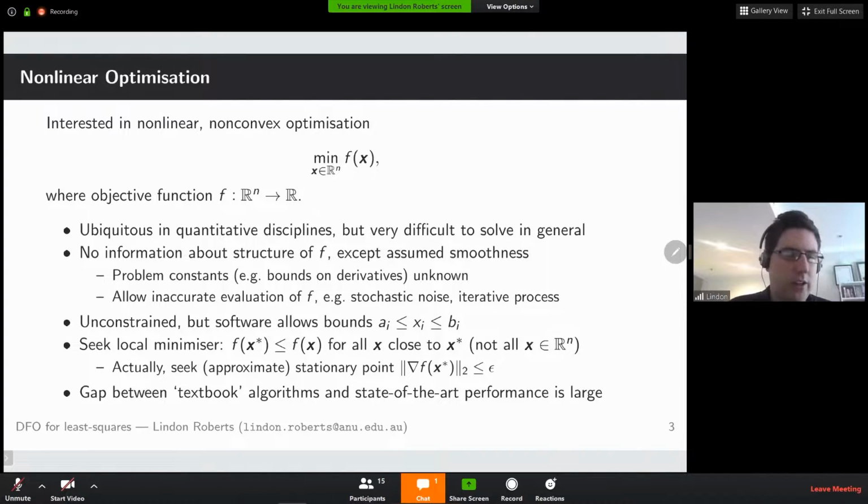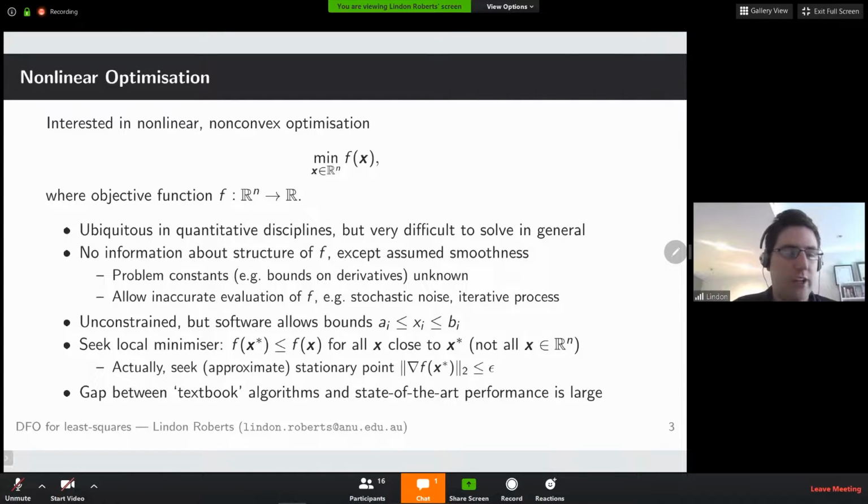Within this, obviously, there's quite a lot of variety in the sorts of assumptions you can make about the problem. What I'm working in the context of is where we have essentially no information about the structure of the objective. I'm going to assume that it's smooth, so that finding a minimum is in some sense a sensible thing to do. So continuity, differentiability, this sort of thing. But I'm not going to assume anything about, for instance, known problem constants. So if I happen to know any bounds on the derivatives or anything like that, I'm not going to assume I have access to any of that information.